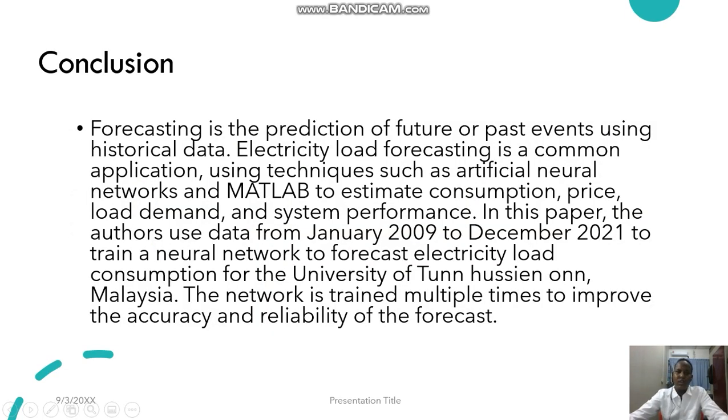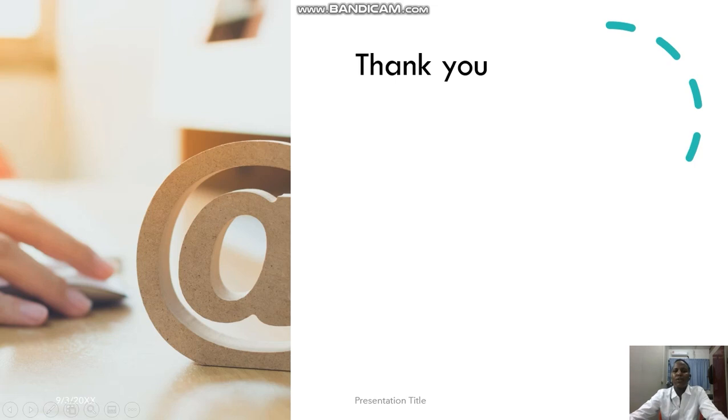In conclusion, forecasting is a prediction of future or past events using historical data. Load forecasting is a common application using techniques such as artificial neural networks in MATLAB to estimate the consumption and load demand and assess the performance. In this paper, we have used data from 2009 to 2021 to train the neural network to forecast the increased consumption of infrastructure in Malaysia. The network is trained multiple times to improve the accuracy and reliability of forecasting. So that's all for our presentation.